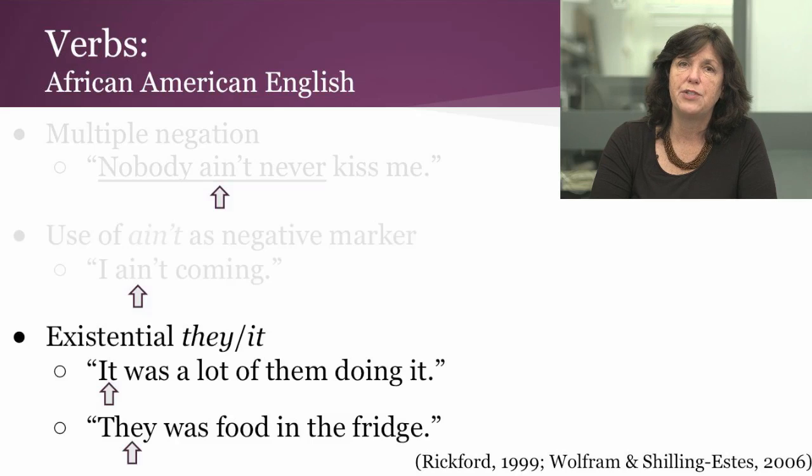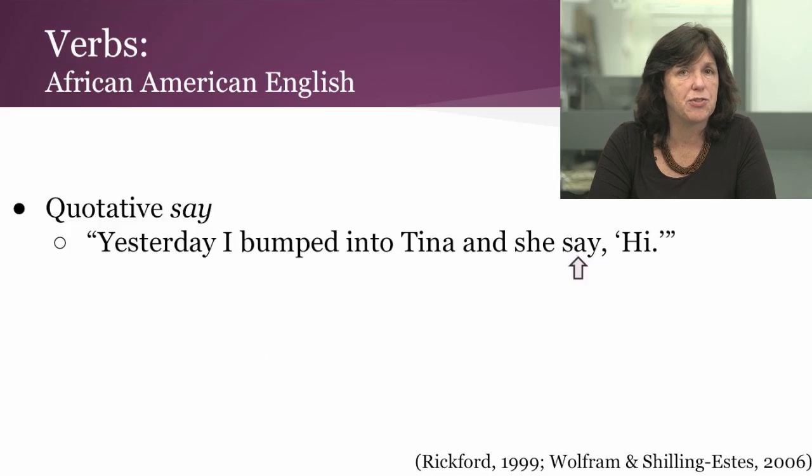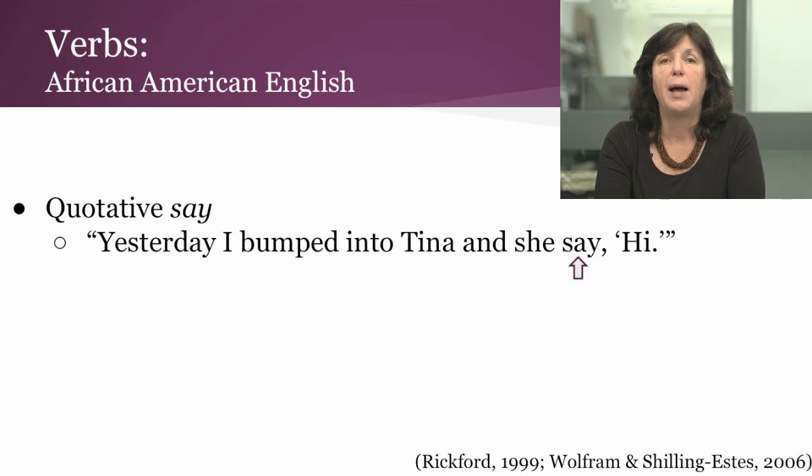There is also a feature called the existential they or existential it, where the words it and they are used to mark the existence of something. So, it was a lot of them doing it, or they was food in the fridge. Finally, African American English demonstrates a feature called quotative say, which is used to introduce a quotation, as in, yesterday I bumped into Tina and she say, hi.